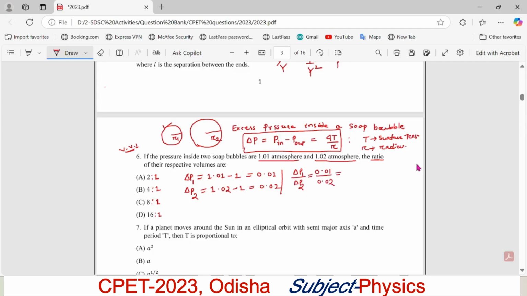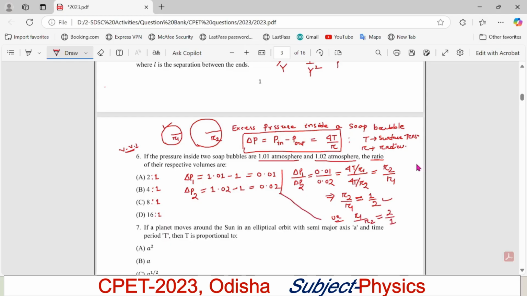Surface tension is constant for both bubbles because the material is the same. So I write 4T by R1 over 4T by R2. That implies we get R2 by R1, since the 4T gets cancelled. R2 by R1 we got as 1 by 2, or you can write R1 by R2, which is nothing but 2:1.